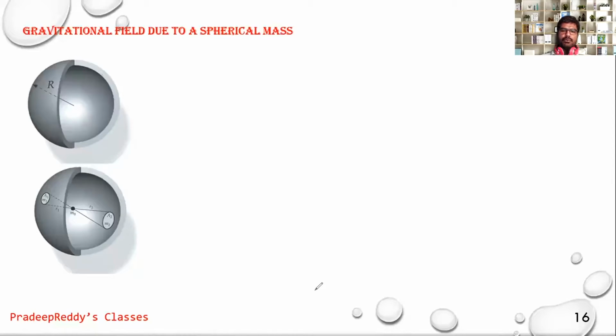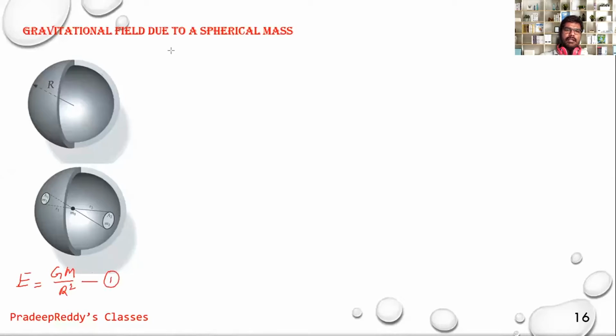Gravitational field due to spherical mass. So we are considering a sphere here, and now we should calculate gravitational field due to this sphere, inside the sphere, on the surface of the sphere, and also outside the sphere. We have a basic relation for gravitational field. It is E is equal to capital G capital M divided by R square. This is equation number 1.